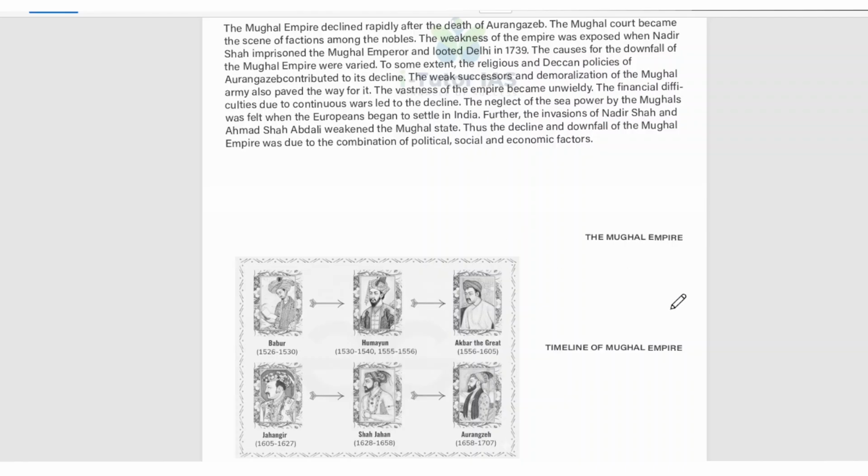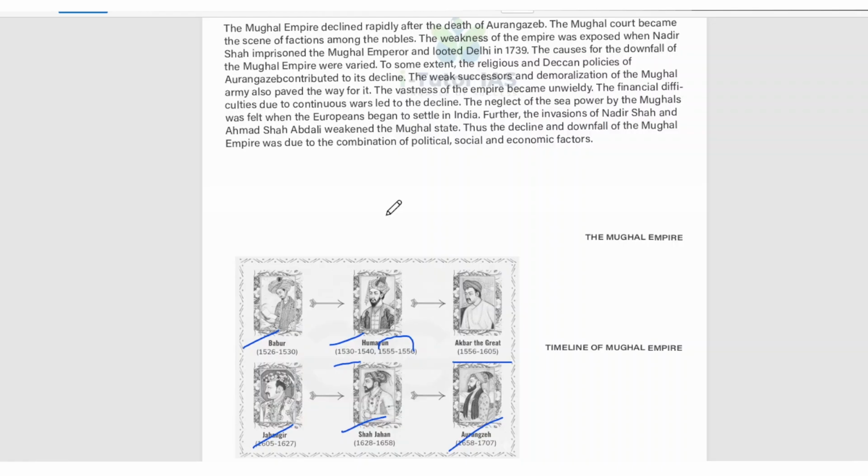So here is a timeline of Mughal emperors. Babur is there, Humayun. So this is Babur's time, 1526 to 30. Then Humayun, the first time period is 1530 to 40, and after that 1555 to 1556. Then Akbar the Great. After that Jahangir, Shah Jahan, Aurangzeb. So that's the end of the Mughal history, and so it's all about it.